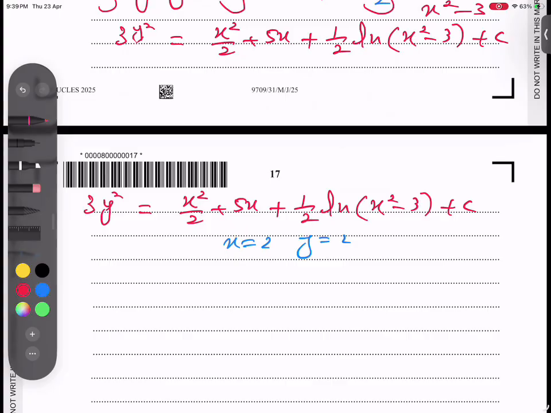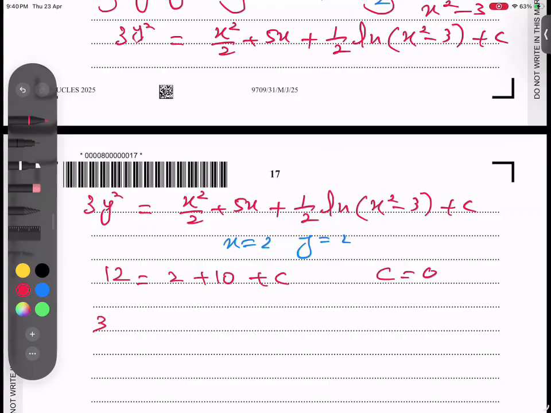So when I plug in x is 2 here, y is 2, y square is 4, 4 times 3 is 12. Here 2 square is 4, 4 by 2 is 2. 2 fives are 10. Half of logarithm of 2 square 4, 4 minus 3, 1. Log of 1 is 0. This is gone. So don't waste time here. And C we got it. So C becomes 2, 0, because we got C is 0.